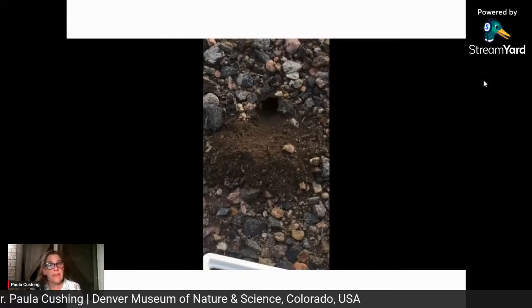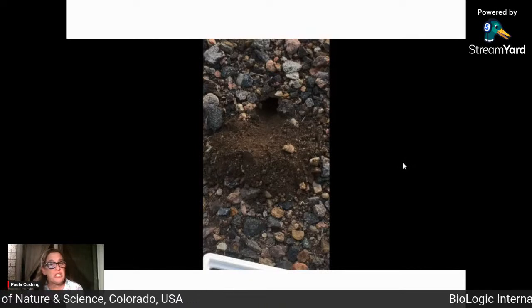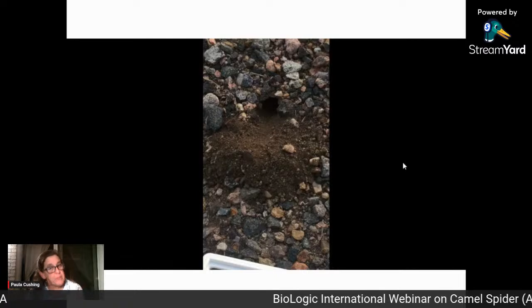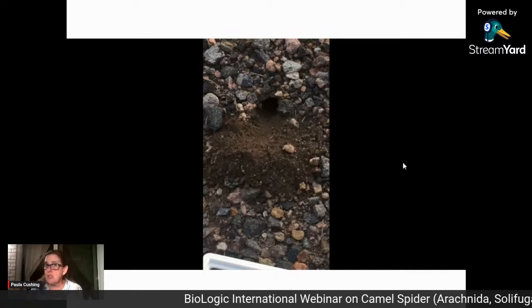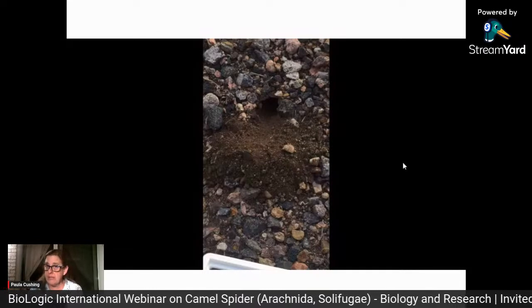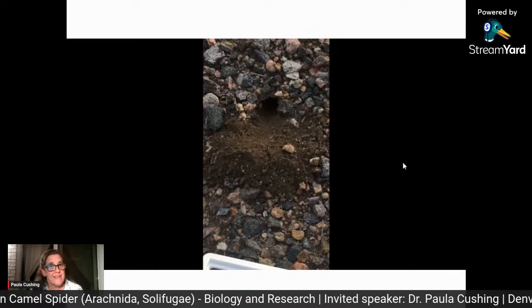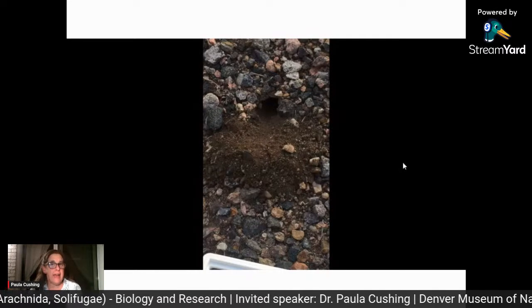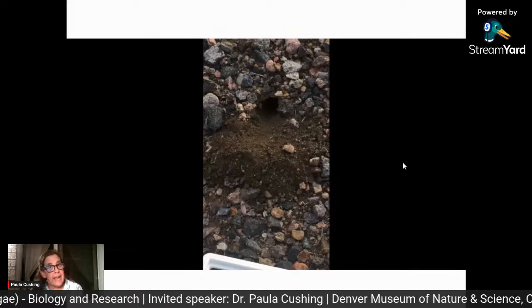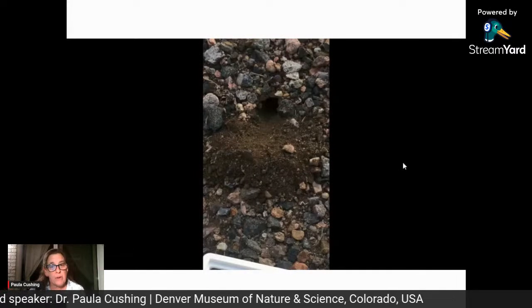What we think they do in these desert environments, most of the species are active in the evening and at night when the temperatures are cooler, because it's far too hot during the day for these arthropods, these arachnids, to be active. So most solifugids are night active. They're coming out at night. And during the day, we believe that they spend most of their time in underground burrows.